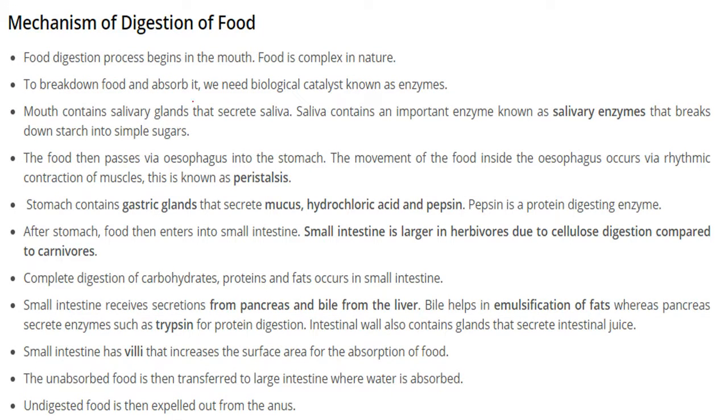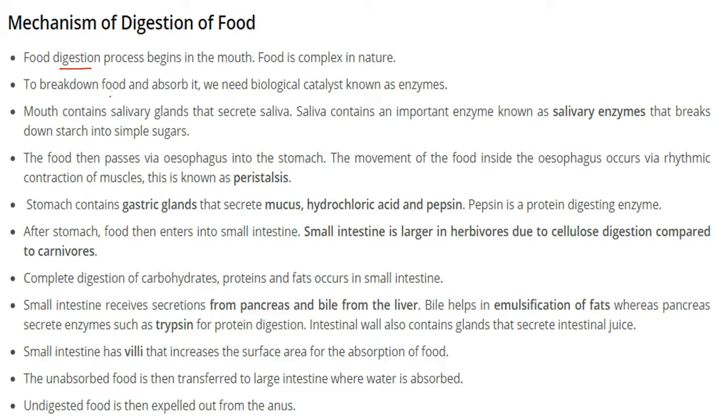So how does digestion take place in a human body? Most organisms also follow the same criteria, but how does digestion take place in human beings? First, we eat food. Food digestion starts right from the mouth. The food is very complex in nature. We eat a different variety of food. So the mouth is where things actually start.